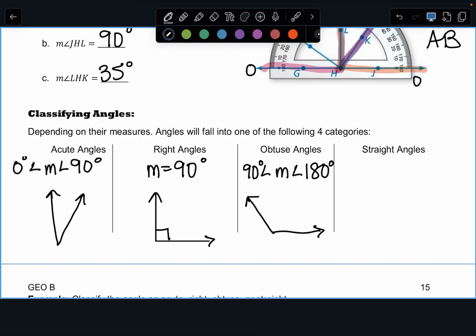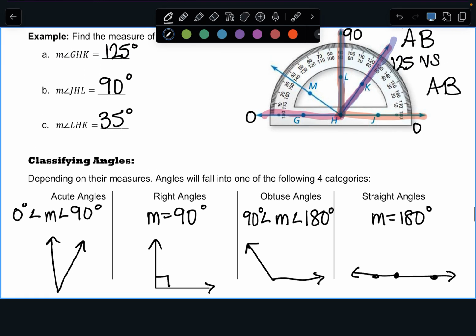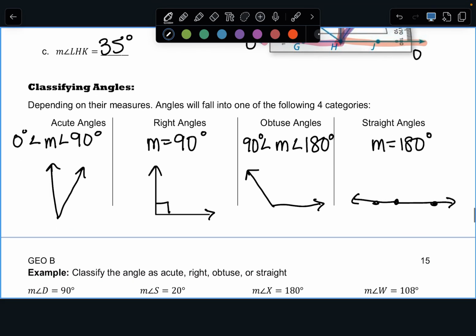The last one is a straight angle. It's when it's exactly 180 degrees. So your straight angles and your right angles are your special kind of angles. It's not just acute or obtuse. It's a little bit special. And a straight angle that's 180 degrees makes a line. If we look at our protractor, 0 to 180 goes on that line. So a straight angle makes a line.